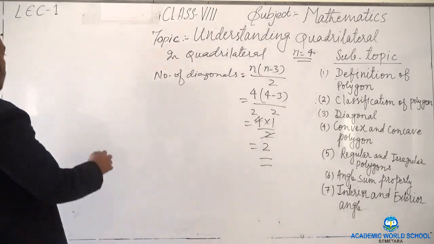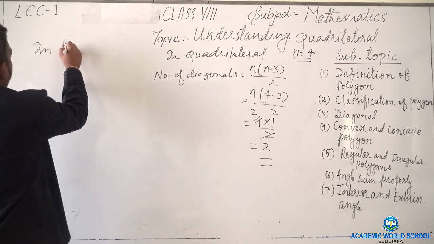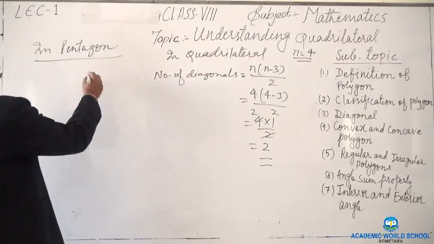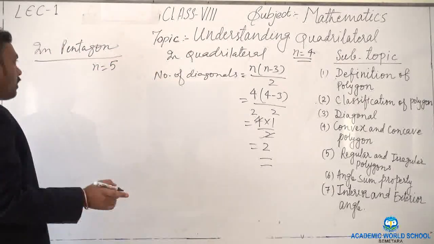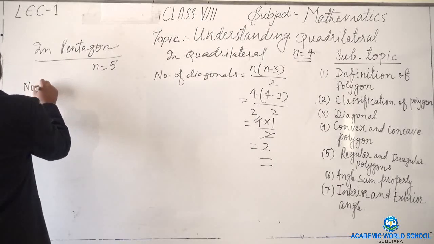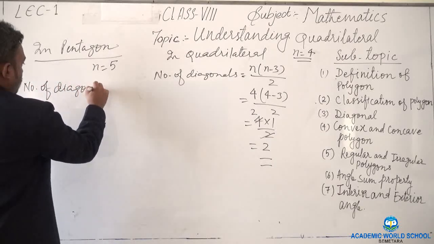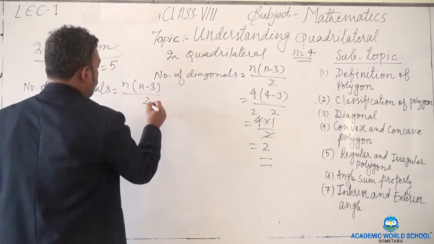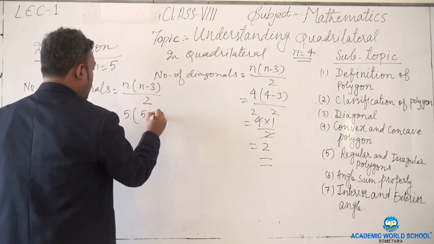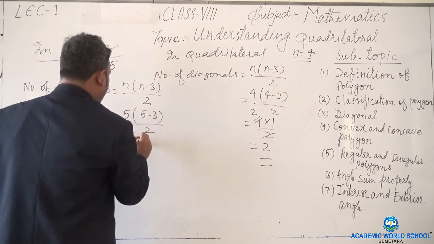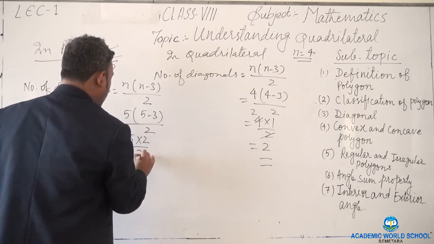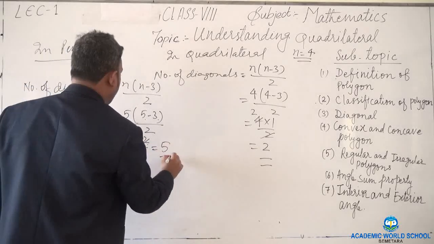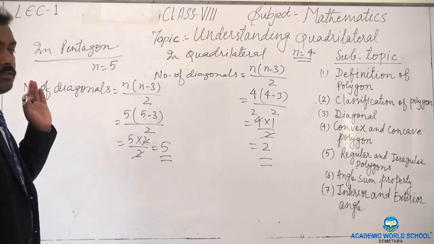Let's find out the number of diagonals in a pentagon. The number of sides will be 5 in a pentagon, right? So the number of diagonals will be n into n minus 3 upon 2, which means 5 into 5 minus 3 by 2. 5 minus 3 is 2, now the 2s cancel, we get 5. So the number of diagonals in a pentagon is 5.